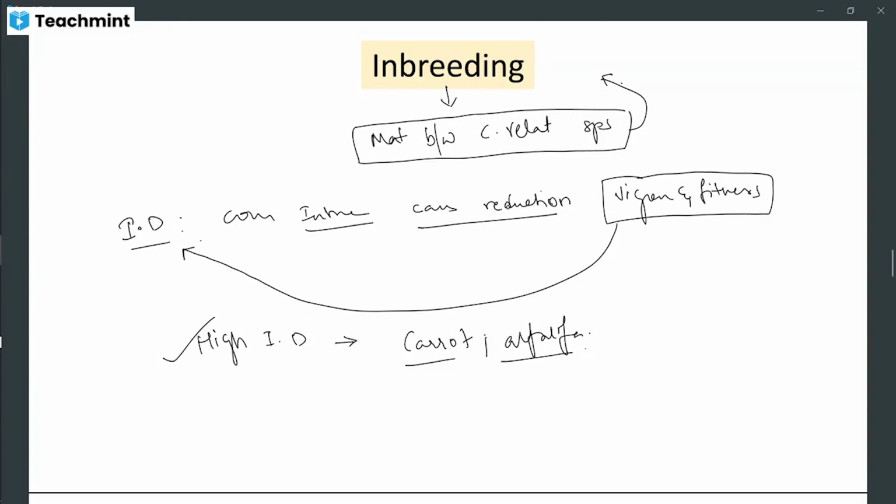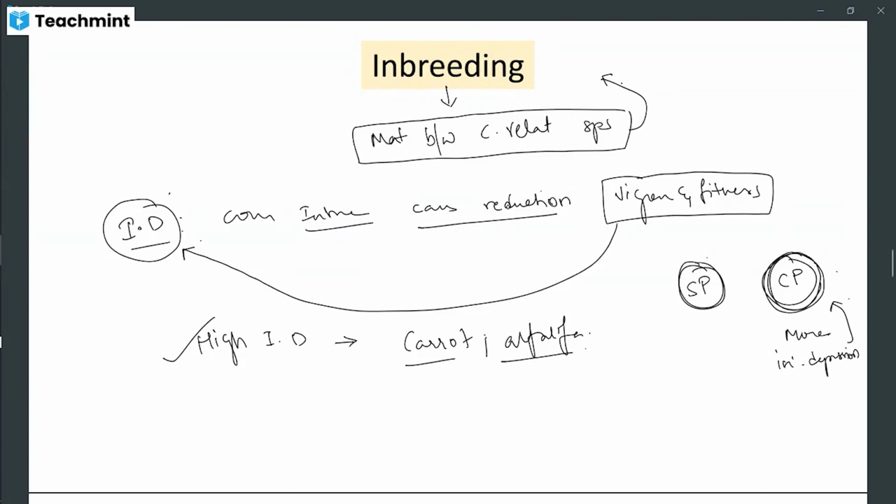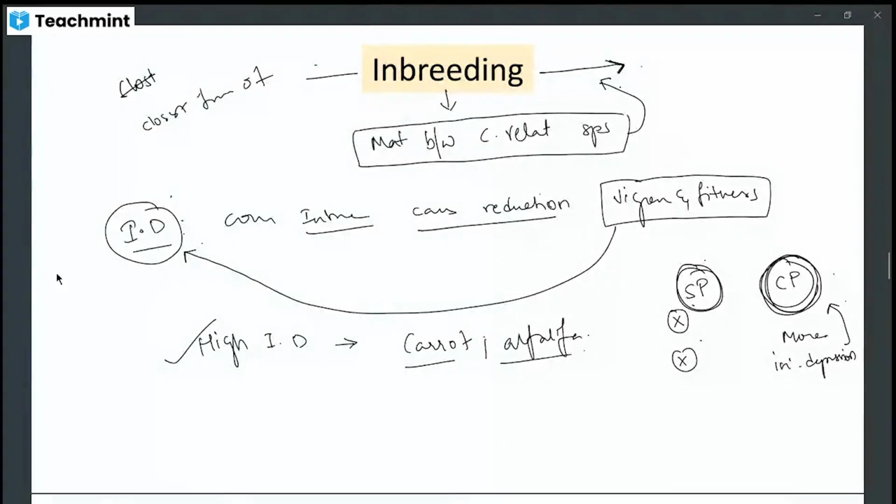We also discussed self-pollinated and cross-pollinated crops. Inbreeding depression, more of it, is observed in cross-pollinated crops. In case of self-pollinated crops, they do not have any inbreeding depression because they are always under selfing. And one another important question: what is the closest form of inbreeding? What do you call that? Anyone? We did not discuss it yesterday, but I'll just tell you. Which is the closest form of inbreeding?